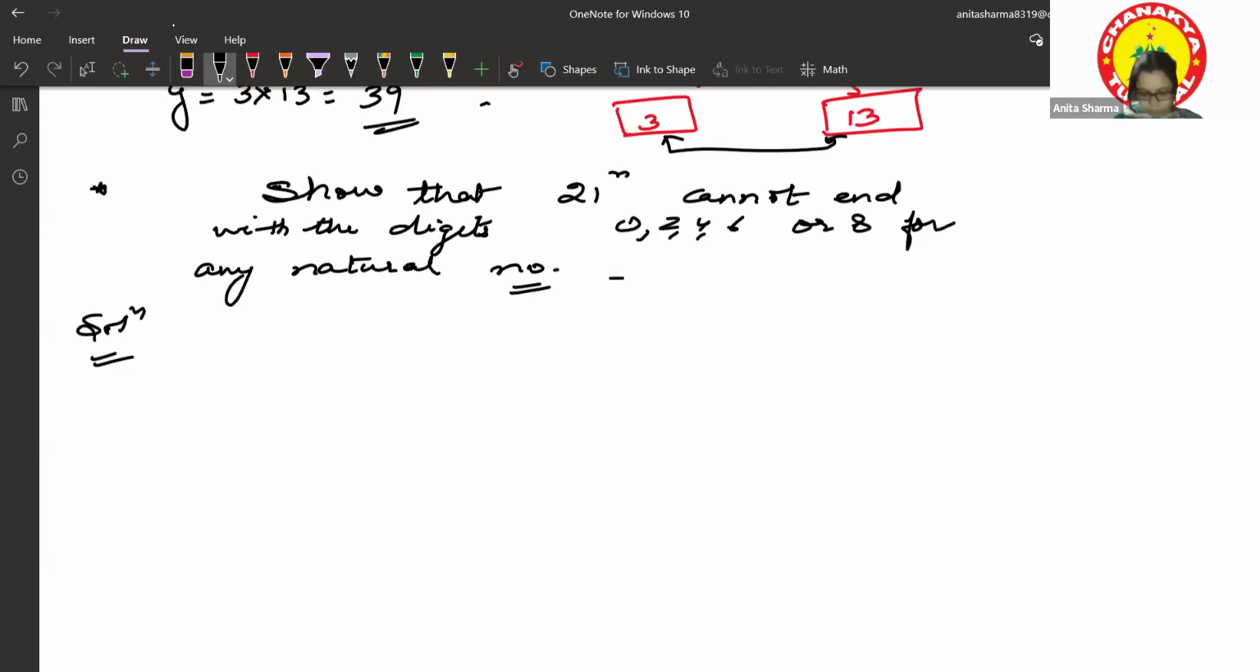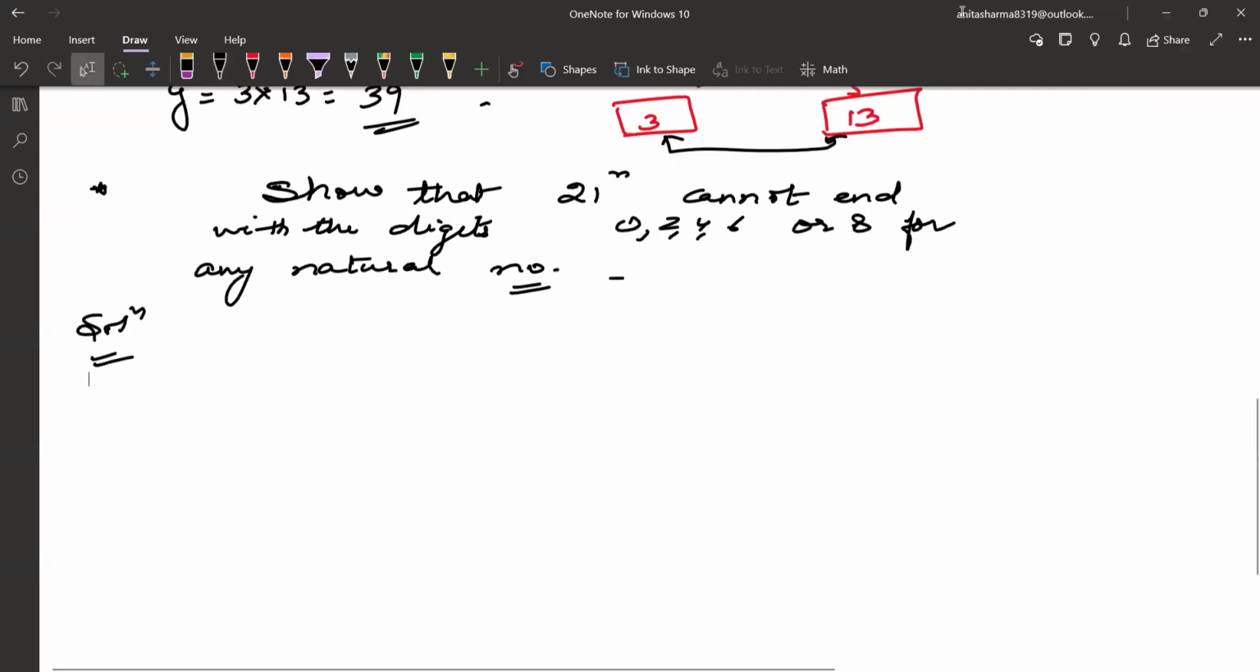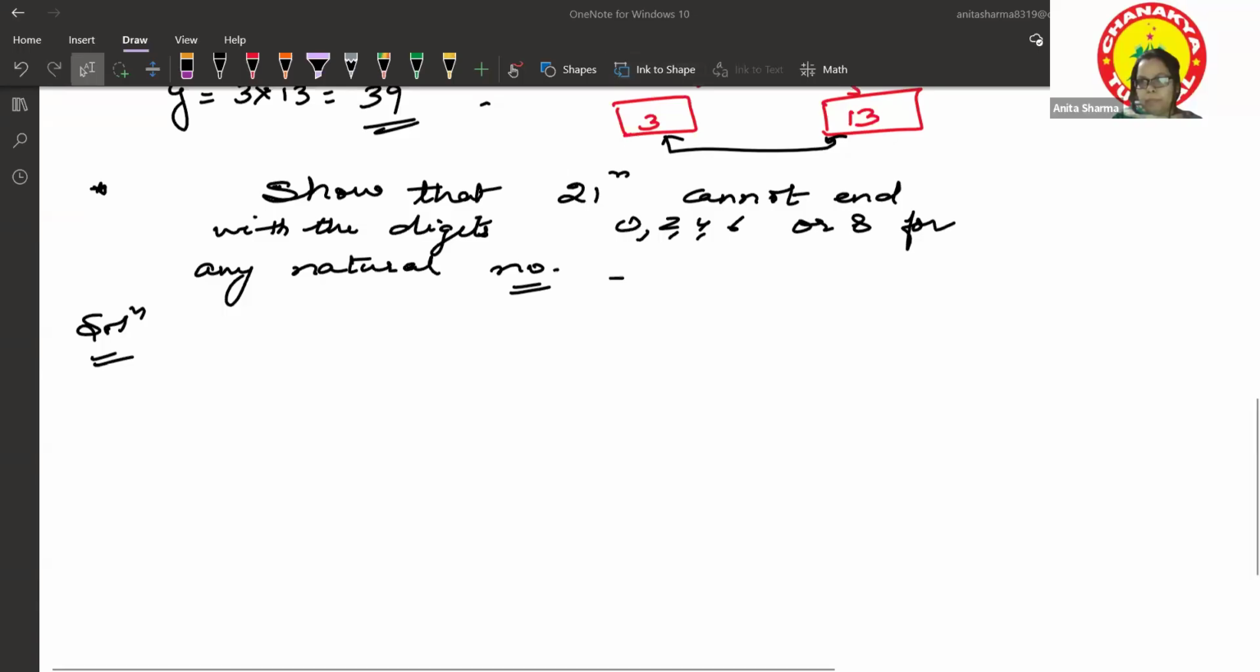Bhavna, how will we solve it? Ma'am, 21 factors are 7 and 3, ma'am, and it does not have 2 as its factor. And the digits mentioned there are 0, 2, 4, 6, or 8, which are multiples of 2. So it will not. Okay, okay.